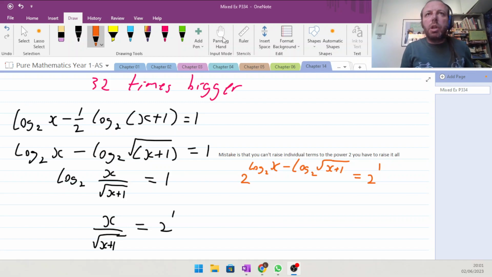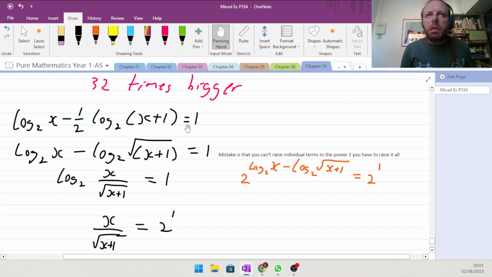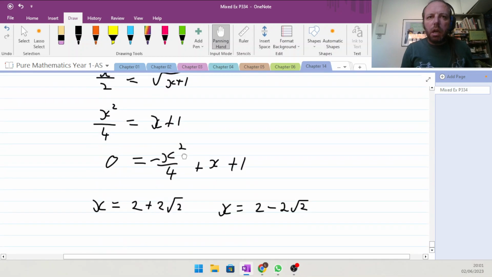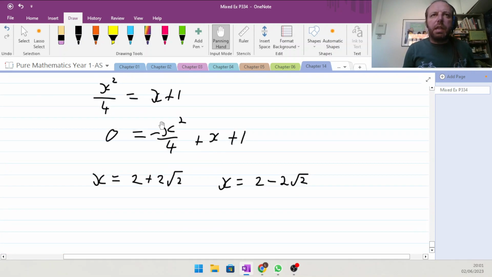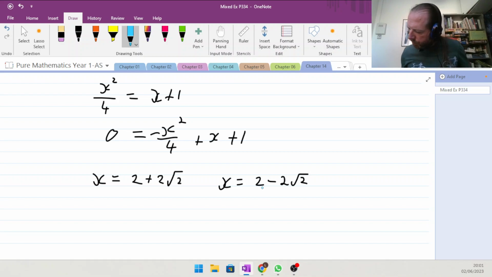Okay, so with that done, 2 minus 2 times root 2, that's going to give us a negative answer. So that's like minus 0.82, and this one is 4.8.